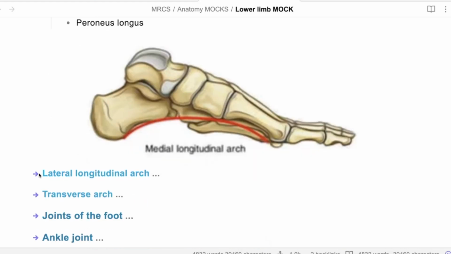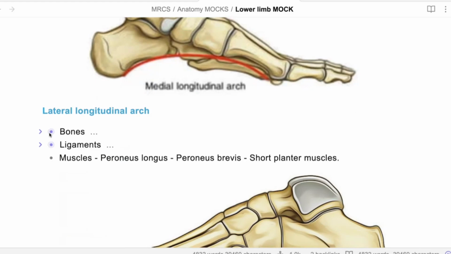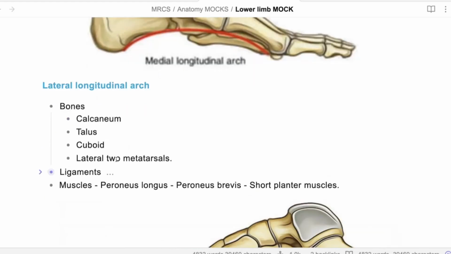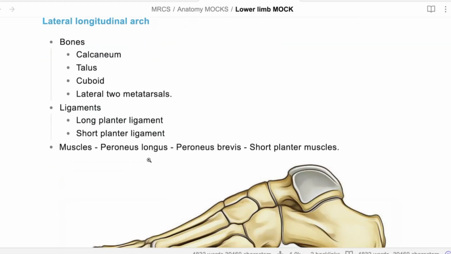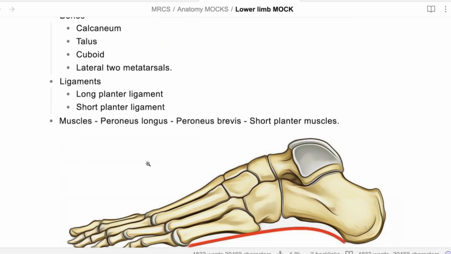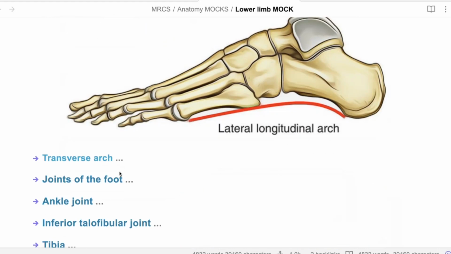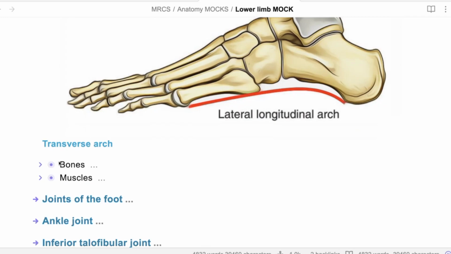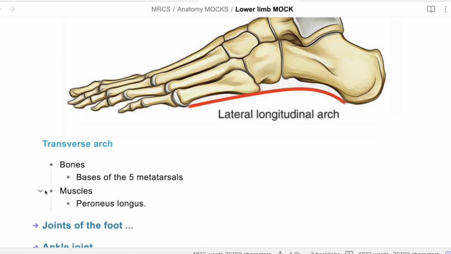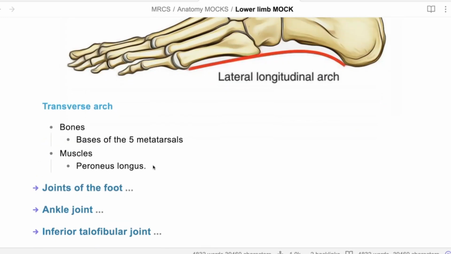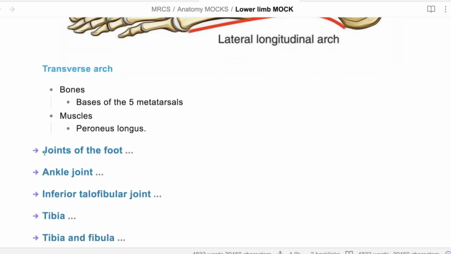The lateral longitudinal arch, very quickly. The bones are calcaneum, talus, cuboid, and lateral 2 metatarsal. The calcaneum and talus are sort of on both sides anyway. And the ligaments, short and long plantar, and the muscles, peroneus longus and brevis, and also the short plantar muscle as well. Transverse arch, bones, that will be the metatarsals, and muscle is the peroneus longus, like we said. Yeah, well done.